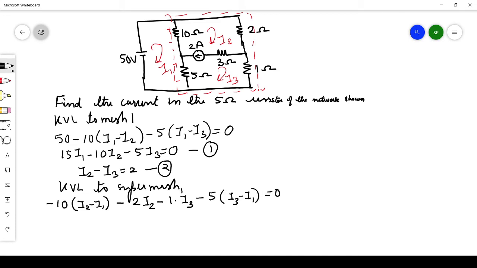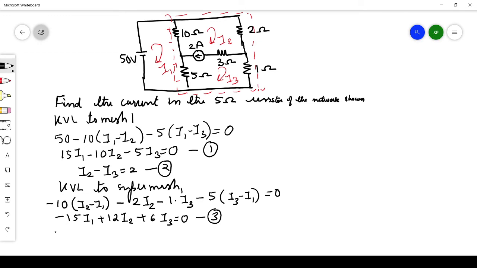Now, when you simplify this equation, you will get 15I1 plus 12I2 plus 6I3 is equal to 0. This is equation number 3. Now just see, we have three unknowns and three equations. So we can solve these equations to find the unknown quantities I1, I2 and I3.